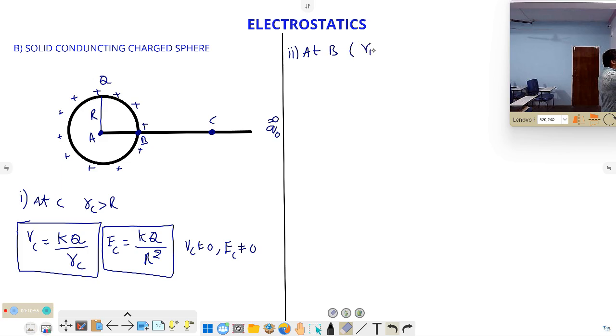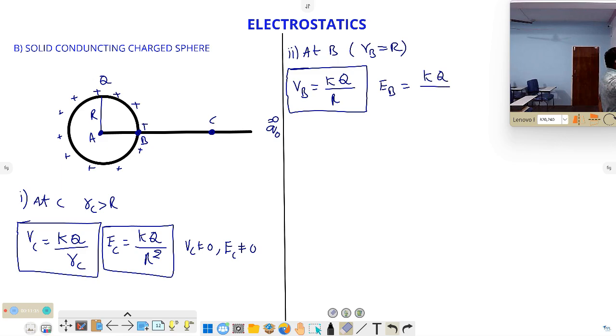Point B is on the surface, that is R_B is equal to capital R. When the point is chosen on the surface, solid and hollow get the same result, because the total charge is Q in both cases. So the potential at point B is V_B = K Q / R, and the electric field at B is E_B = K Q / R squared. Here V_B is not equal to 0 and the electric field at B is also not equal to 0. This is an important point to understand.